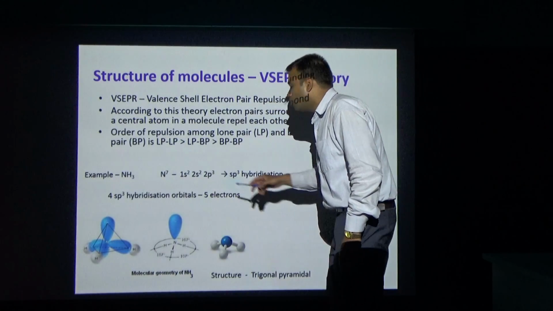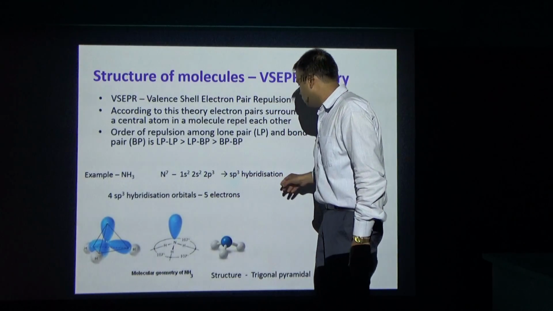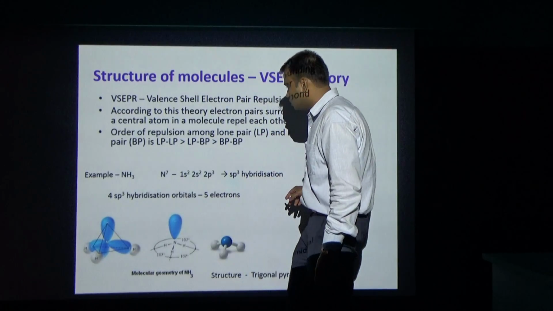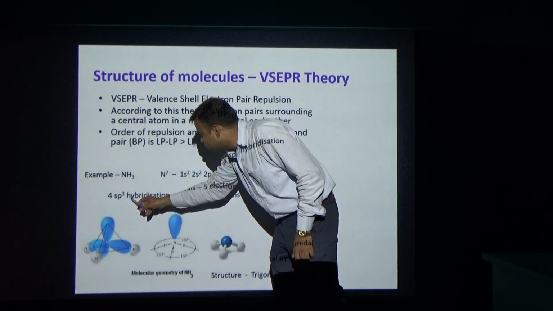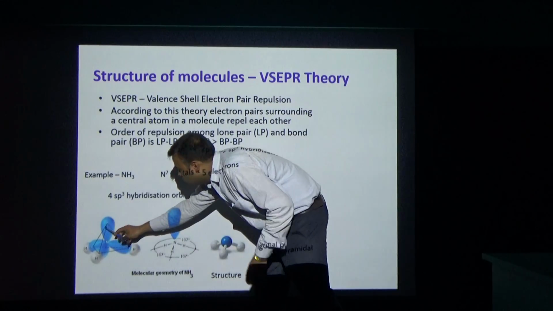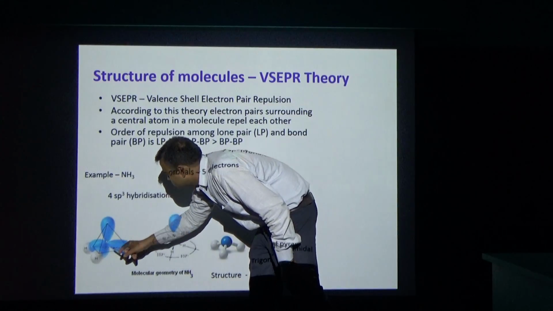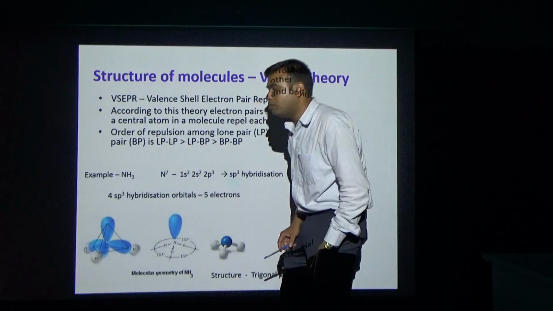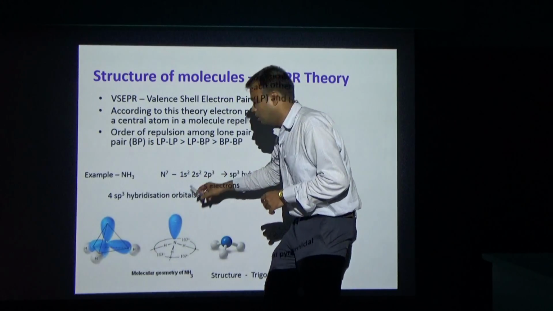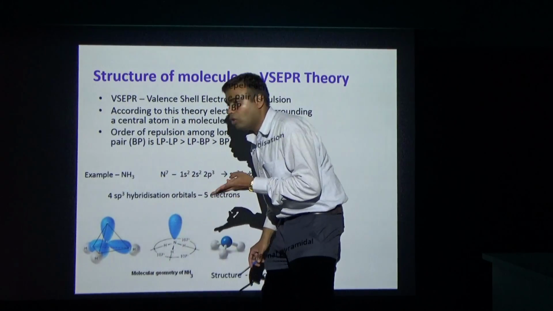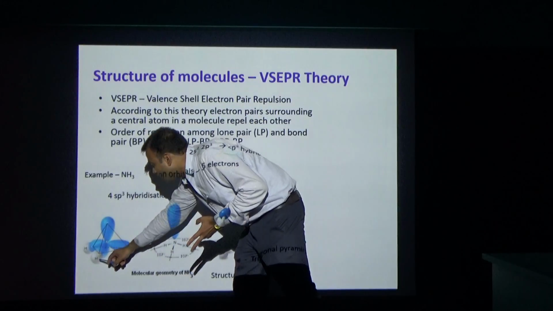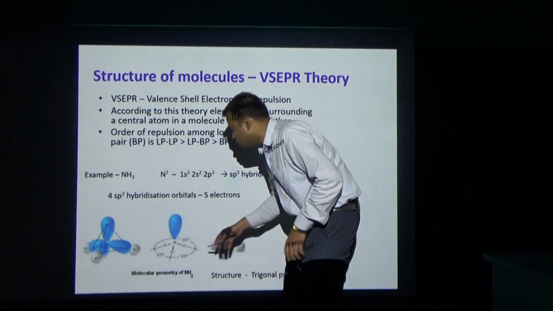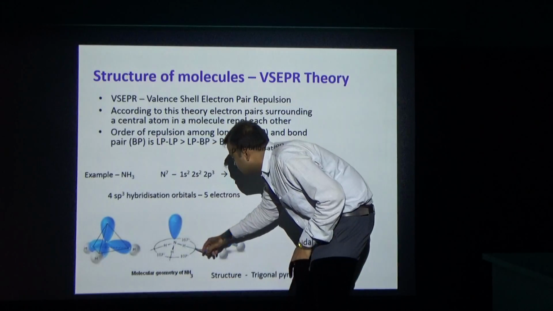And these 4 orbitals undergo hybridization to form sp3 orbitals, and these 4 sp3 orbitals will be arranged around like this. From these, one sp3 orbital will contain the lone pair. The other 3 hybrid orbitals will have unpaired electrons and they will combine with the 1s orbital of hydrogen to form bonds, and they will be arranged like this.